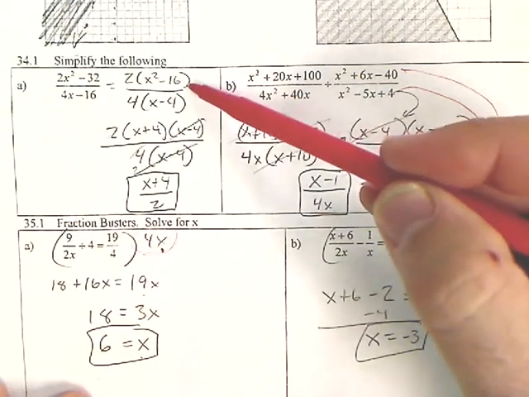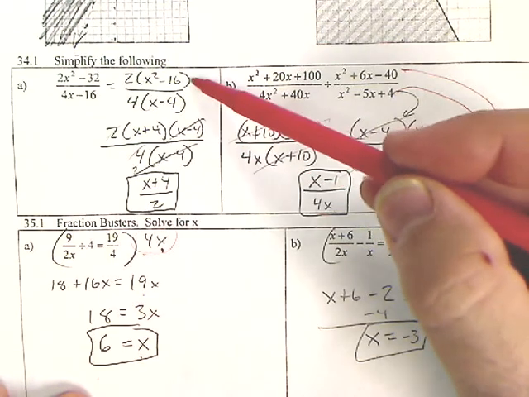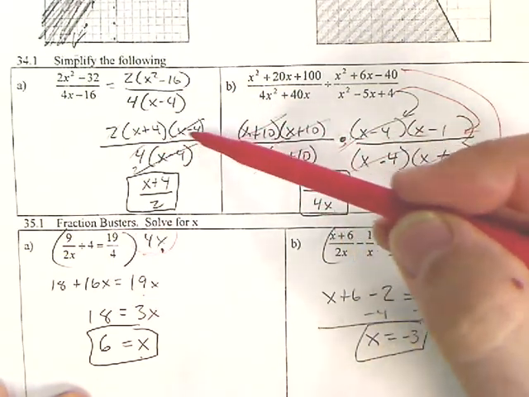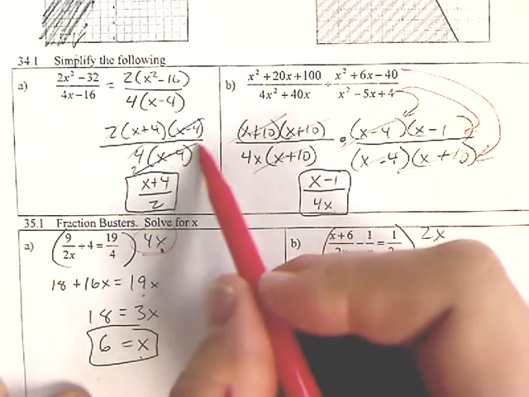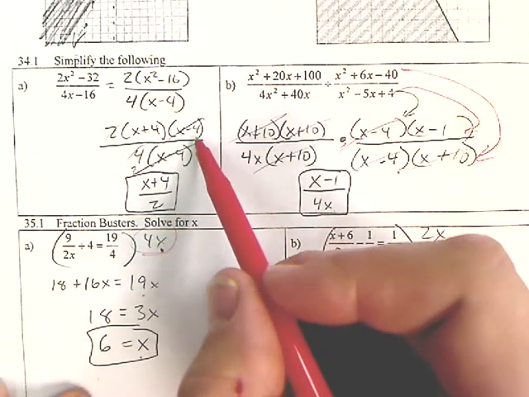Factor. Pulled out a common factor. This could be factored more. Difference of 2 squares, so it's x plus 4, x minus 4. It's just that pattern that we discovered and talked about 800 times. Not really 800, it's like 795.